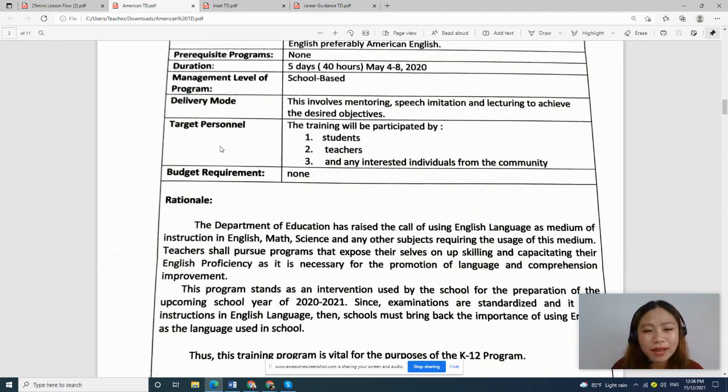Next, we have the target personnel, of course, your participants. I am targeting the students as well as the teachers who are interested to attend, and we have some other enthusiastic individuals in the community who, for example, would love to work as call center agents, ESL teachers, or those who are in need of certificates that they could use for any applications that they have. Okay, they are also invited to join in my program.